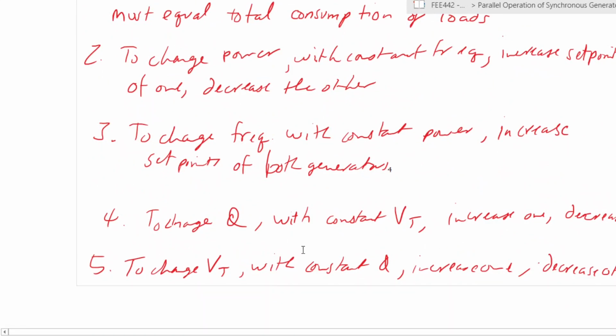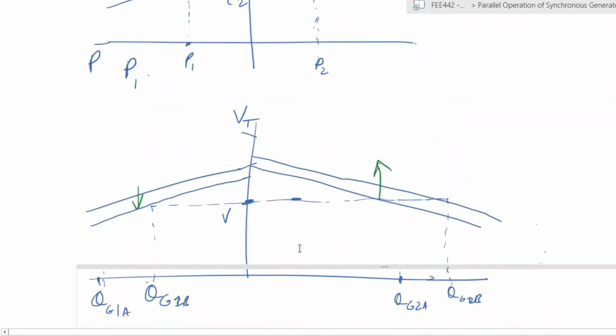And in order to change Vt with constant Q, so let's change the Vt with a constant Q. Let's keep our new value.